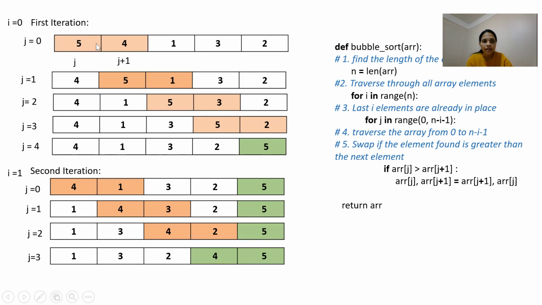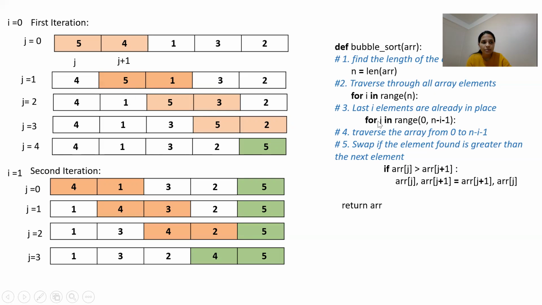Now my j is 0. I compare: is 5 greater than 4? Yes, 5 is greater than 4, so I do the swapping. 4 goes to the 0th position, and 5 is moved one place right, to the 1st position. Same thing, now I increment my j value to 1 and check with the adjacent element. Here array of j, that is array of 1, is greater than array of j plus 1, that is 1 plus 1, 2. So here 5 is greater than 1. Yes, so I do a swapping over here.